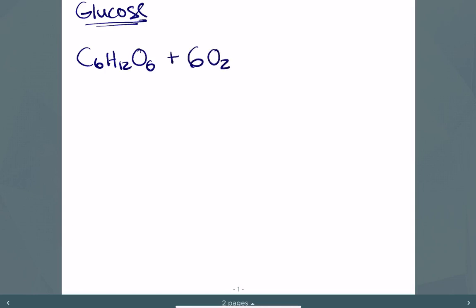At this point, let's just take a quick break and draw this process out, whereby we can get energy out of glucose, or how we metabolize glucose. A glucose molecule is C6H12O6. If we use and have enough oxygen, in fact, we need 6 molecules of oxygen, we can fully break down glucose into 6 water molecules and 6 carbon dioxide molecules.